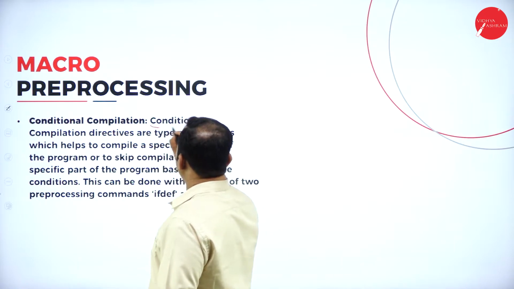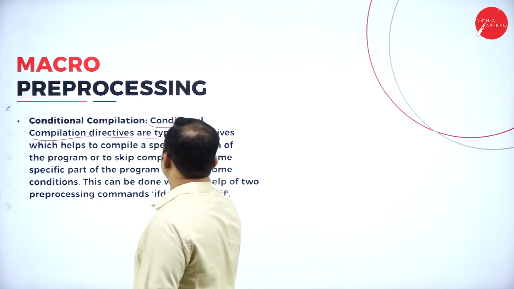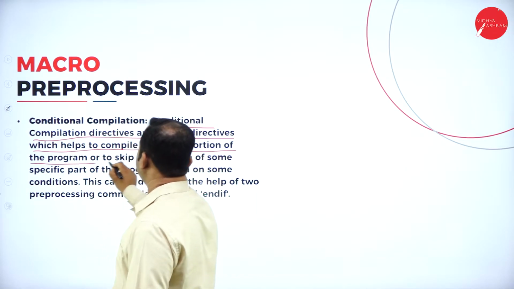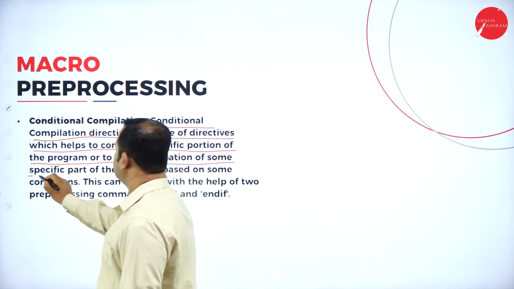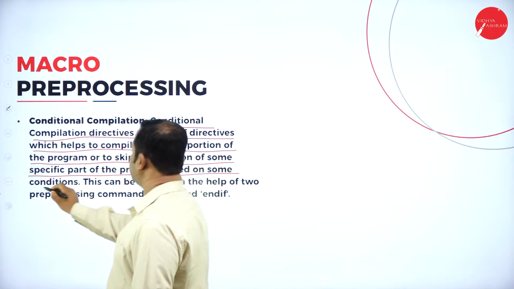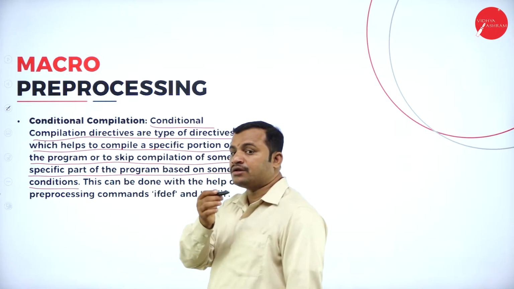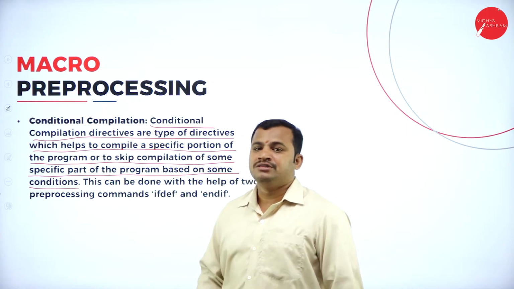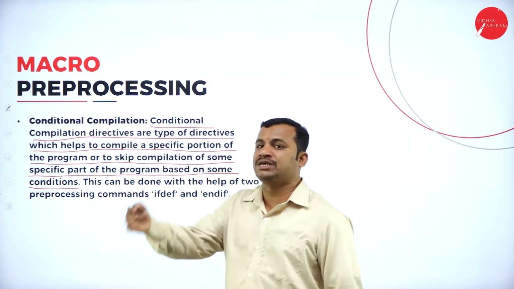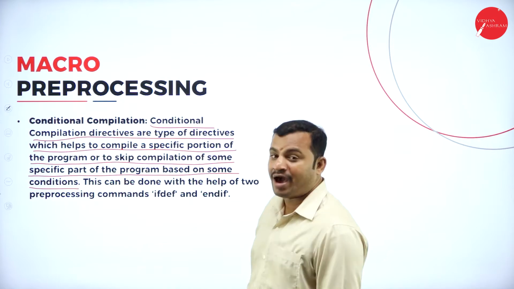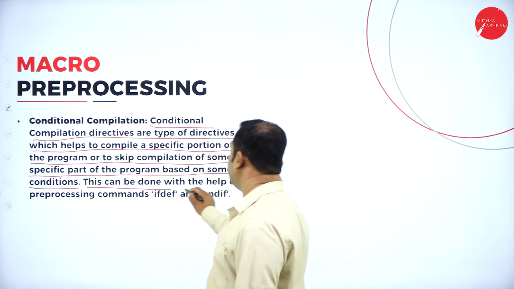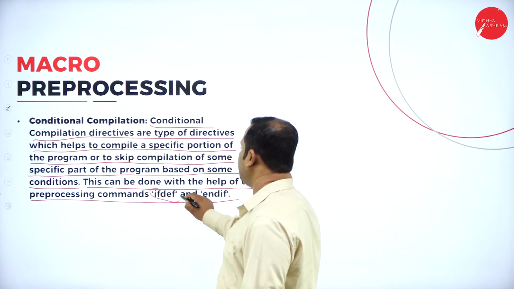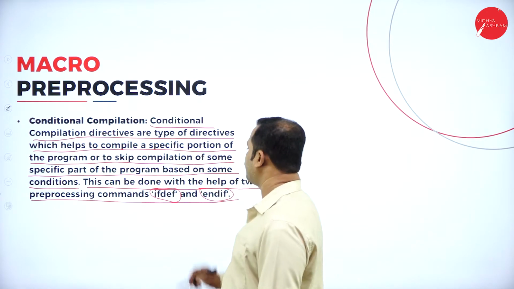The conditional compilation directives are a type of directives which help to compile a specific portion of the program or to skip compilation of some specific part of the program based on some conditions. That is what I explained right now. Based upon the conditions which you have incorporated in your program, the statements are going to be executed or skipped. That is how the conditions are going to be validated. This can be done with the help of two preprocessing commands like ifdef and ifndef.